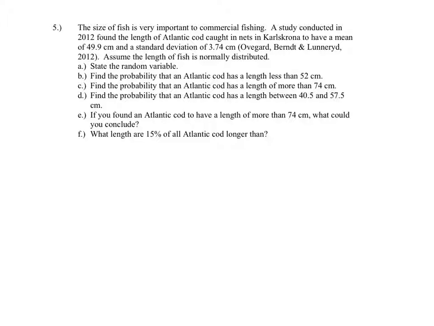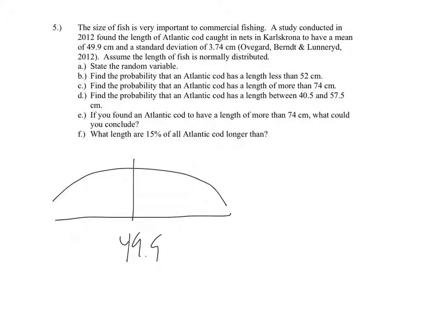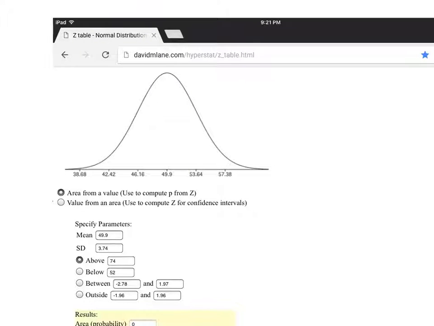So then the next one for part C, we want to know the probability of a fish being caught that's longer than 74 centimeters long. So go to that applet, and notice I got the same parameters. I got the same mean, same standard deviation, area from a value, and I want to know above 74.